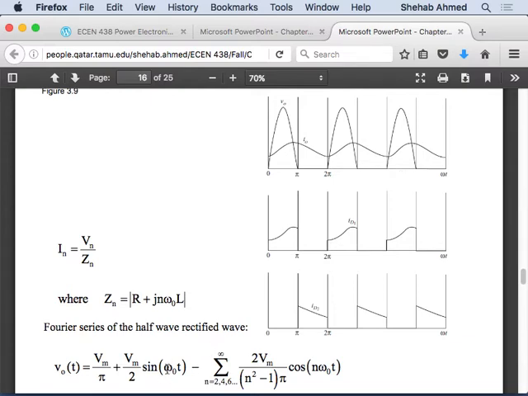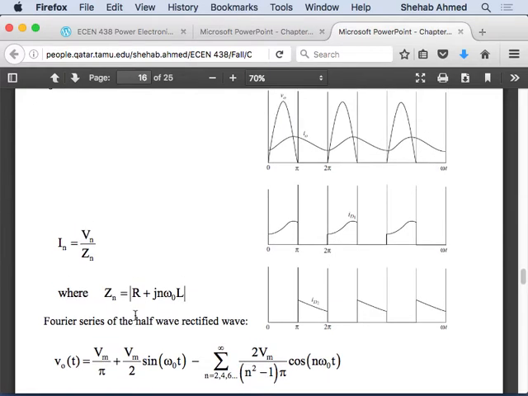Then how do you proceed from there? You take each of these harmonics and divide it by the impedance at that harmonic, right? So if I want to find the average value of current, it's the average value of voltage divided by the resistance. If I want to find the first harmonic of current, I take this value of voltage divided by the impedance at the first harmonic, and so on and so forth. So they do that in the next sheet.